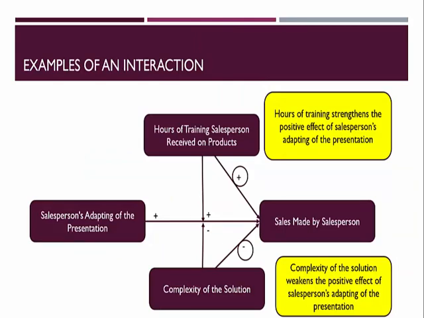Let's consider some additional examples. There's a lot of research that suggests that as a salesperson adapts their presentation for a particular buyer, they're going to be more likely to make a sale. And so we would expect the extent to which salespeople adapt their presentation to be positively associated with the sales that are made by the salesperson.